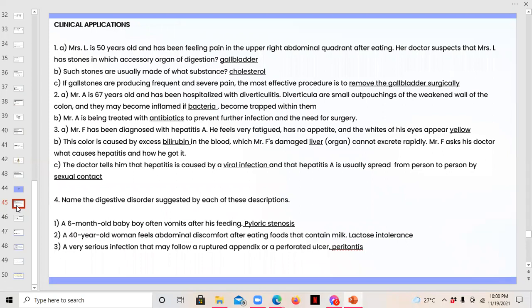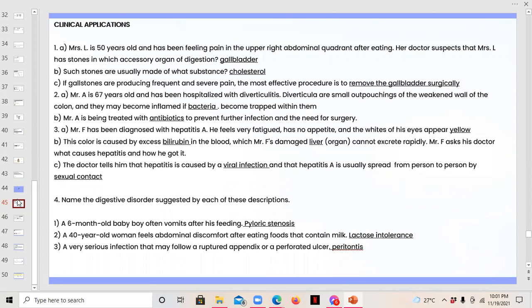Letter B. Such stones are usually made of what substance? Our answer is cholesterol. C. If gallstones are producing frequent and severe pain, the most effective procedure is to, our answer, remove the gallbladder surgically.